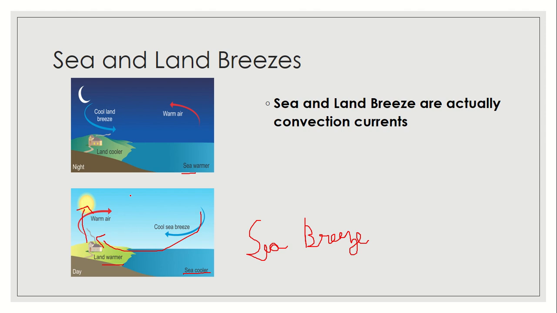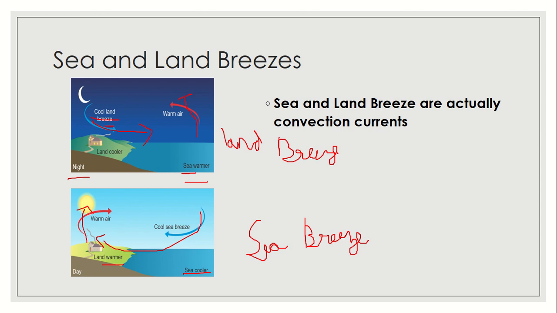Now let's look at night. What happens? Land gets cooled much faster as compared to water. So the water is warm then. Warm air above the sea rises up, and the winds on the land will come to take its position. So a land breeze occurs over here. We can say a land breeze occurs in the night, and a sea breeze occurs in the day.